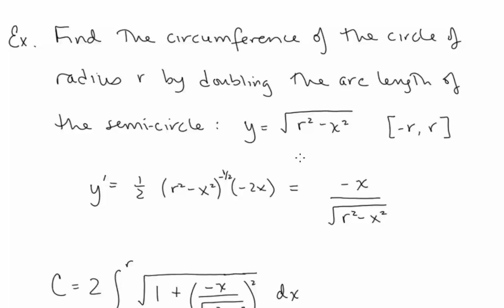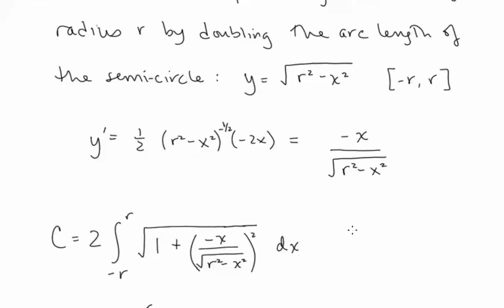So using the chain rule, we have that y prime is equal to 1/2 (r squared minus x squared) to the negative 1/2 multiplied by negative 2x. So simplifying here, the 1/2 and the 2 cancel, and so we have negative x over radical r squared minus x squared. And so this is our y prime, and we're going to plug that into our arc length formula.